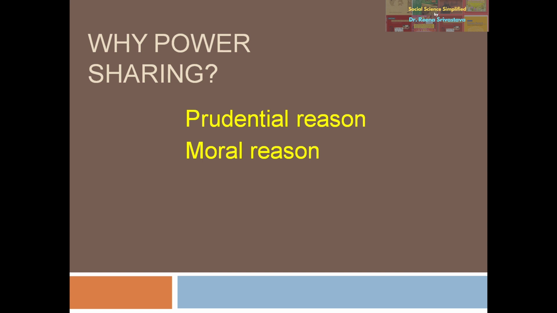So all these reasons can be divided into two categories. One is prudential reason and the other is moral reason. Now what is prudential and what is moral? Prudential reasons are based on logic. When I am saying that power sharing resolves conflict in a peaceful way through discussion and debate, there is a logic here. So this is a prudential reason. When I say power sharing is the spirit of democracy, there's a value here. It's a moral value. So this is a moral reason.